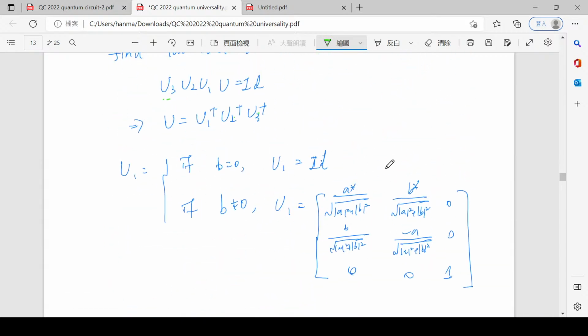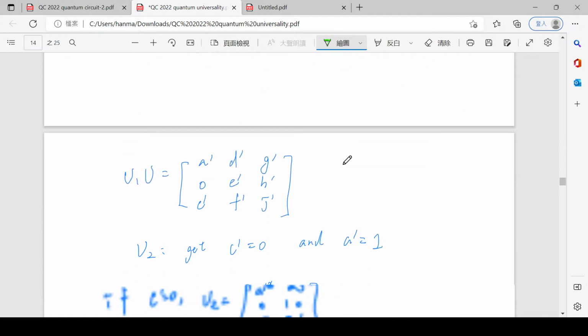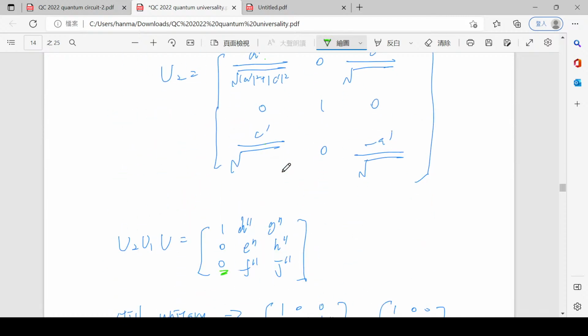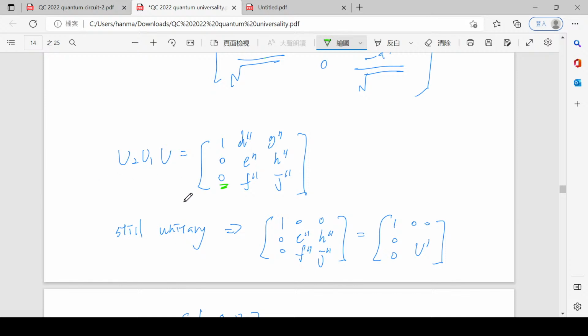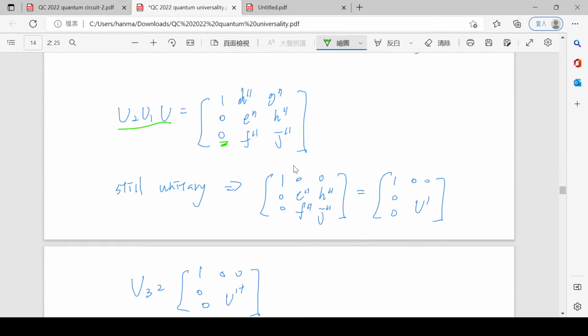What happens when you apply this U1 is basically you do some linear combination between those two rows, and you set up the linear combination such that this is 0. Then you do a linear combination between those two rows, and it can make this entry 0. And since this matrix is still unitary, this row is normalized, so those must be 0. And then you see this is block diagonal now.